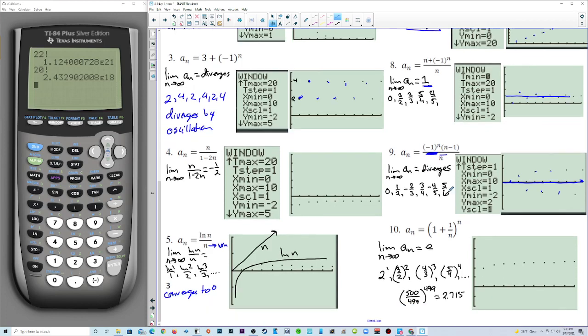Now, if we look at this one, let's go 1 plus 1 divided by 10,000, and we raise that to 10,000. I didn't do that right. Let's try it again. 1 plus 1 divided by 10,000, and we raise it to 10,000. We're getting closer and closer to 2.718, which is e.